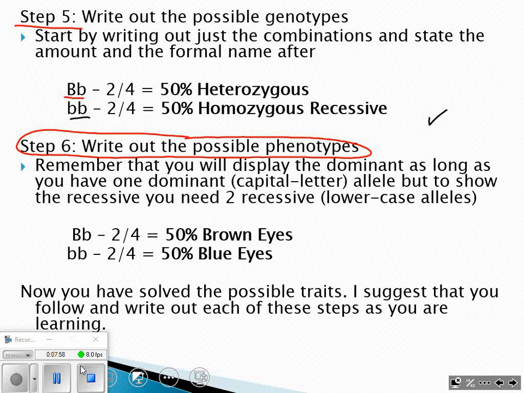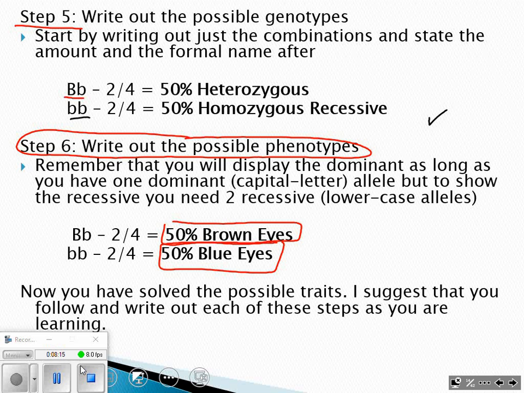So 50%, this is the phenotype. 50% will have brown eyes, right? Big B, little b. Dominant allele is big B. That codes for brown eyes. But these ones with 2 recessive alleles will have blue eyes. 50% will have blue eyes. So now you've solved the possible traits.